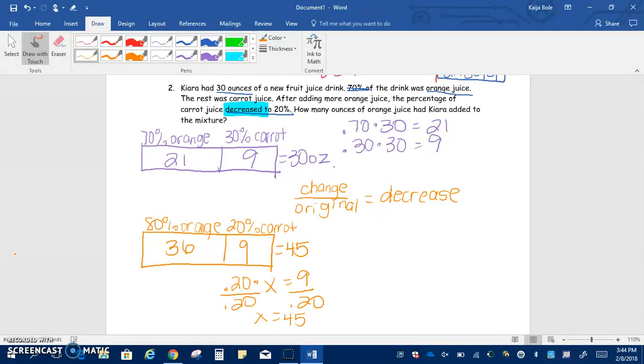But now they asked how many ounces of orange juice had Kira added. So they're not just asking how much is there, they want to know what the difference was. So we're going to take our 36, subtract our 21, and we would get 15. So our answer would be 15 ounces were added.